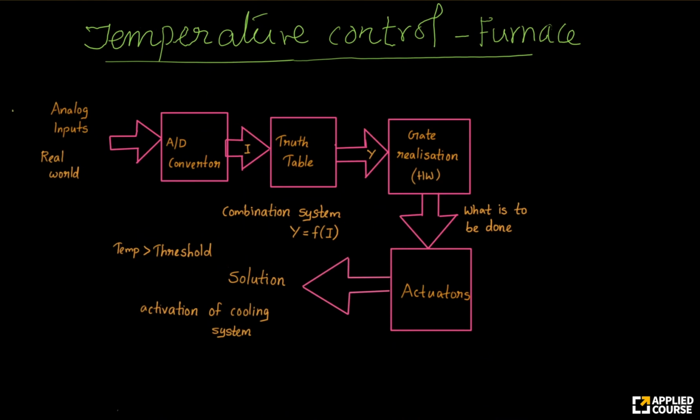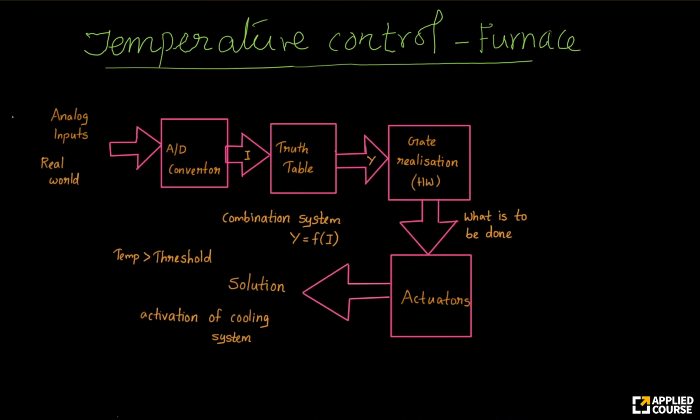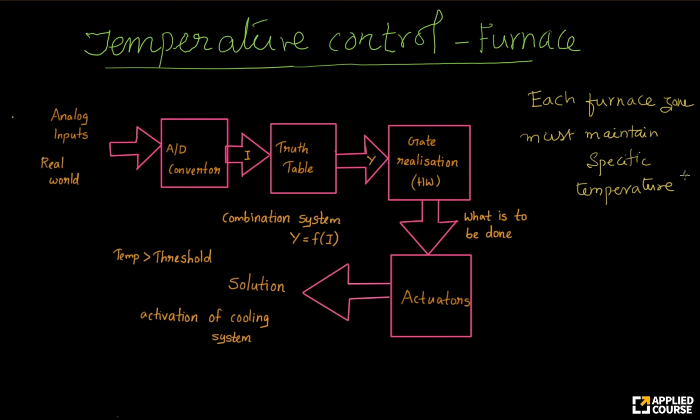A simple one is temperature control in a furnace. So here each furnace zone must maintain a specific temperature. If it is high, it is going to damage the system. If it is low, it is not able to perform that work, etc.